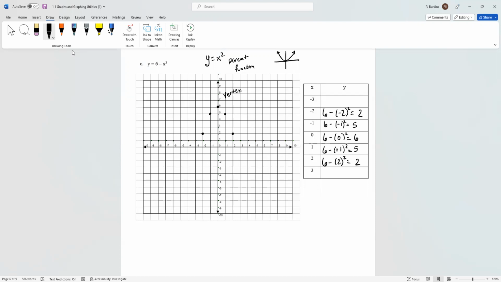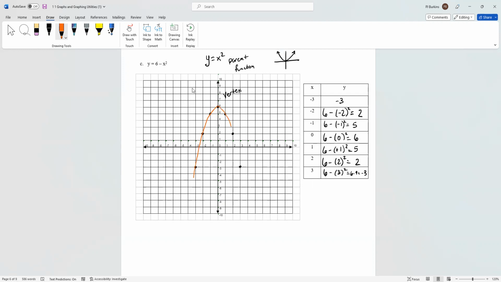Okay. Finally, let's plug in 3. So 6 minus 3 squared. 3 squared is 9. 6 minus 9 is negative 3. So we're going to get that here as well. So the ordered pair is 3, negative 3. And then negative 3, negative 3. All right, so this looks a lot like the absolute value, but it's not nice straight lines this time. It is more of a curve because it's parabolic.